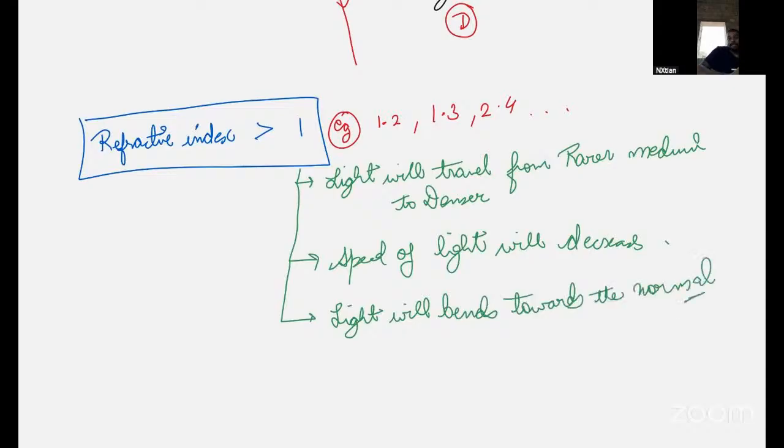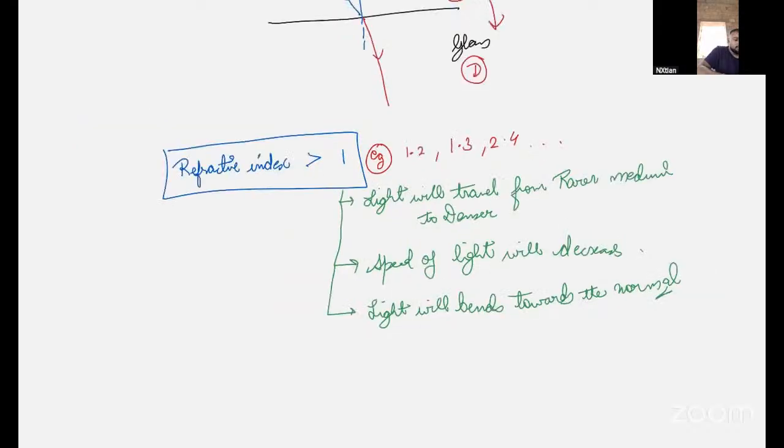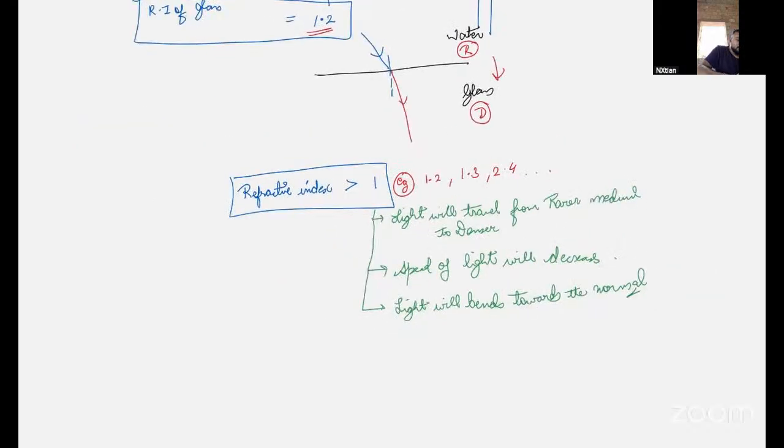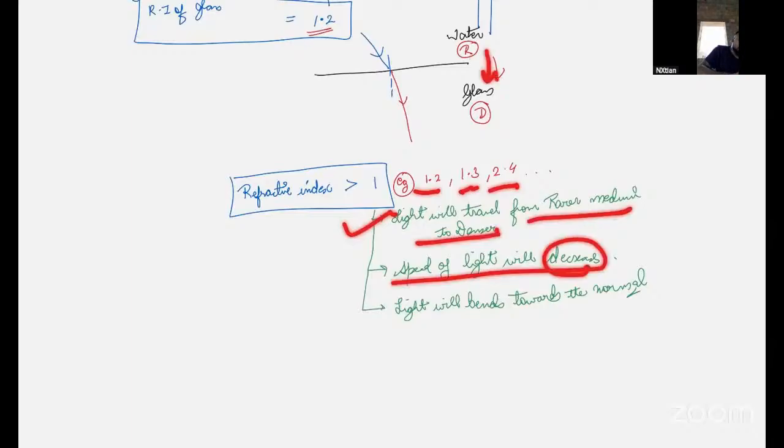So these are the three observations: if the refractive index is more than 1, then light will travel from the rarer medium to the denser medium, the speed of light will decrease because the light is now in the denser medium, and the light will bend towards the normal.